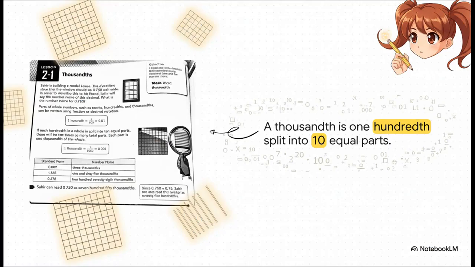Okay, imagine you have a big chocolate bar, and you break it into 100 perfectly equal squares. Each one of those squares is a hundredth, right? Now take just one of those little squares and carefully slice it into 10 even tinier pieces. One of those little slivers, that's a thousandth. We are talking super, super small.